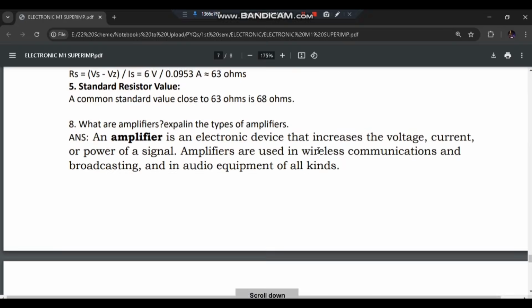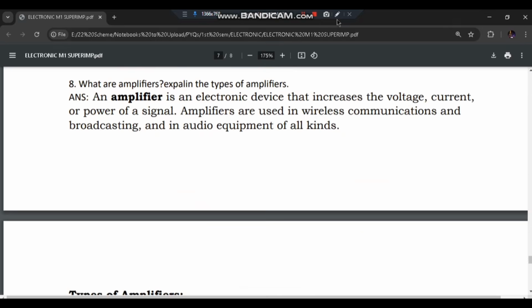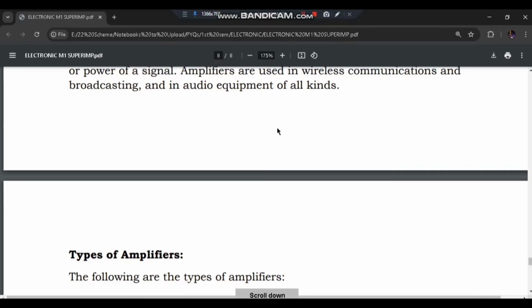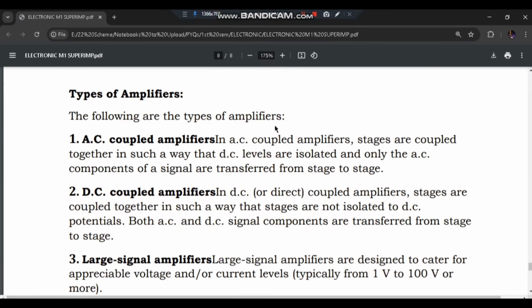Okay, moving on to the last super important question: what is an amplifier and the different types of amplifier. Amplifier means increasing. What does an amplifier do? It will increase. It is an electronic device that increases the voltage, current, and power of a signal, and it is used in wireless communications, broadcasting, and audio equipment of all kinds. There are a few types of amplifiers we'll be having a look at. The first one is the AC coupled amplifier.